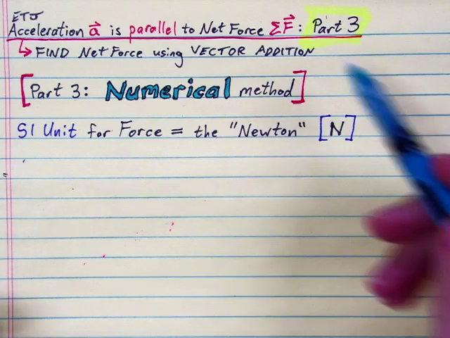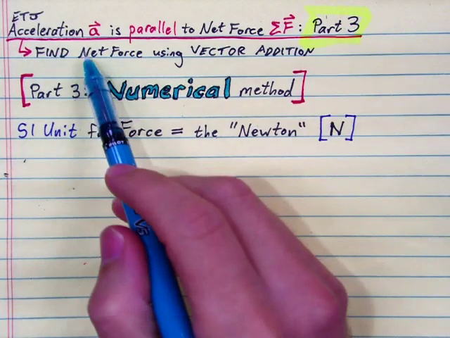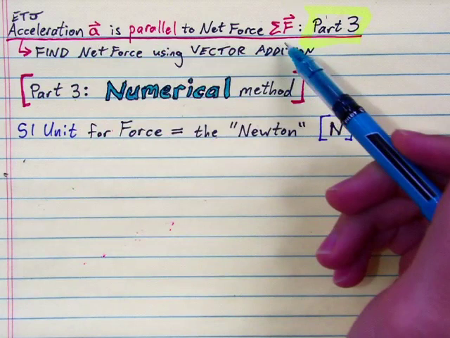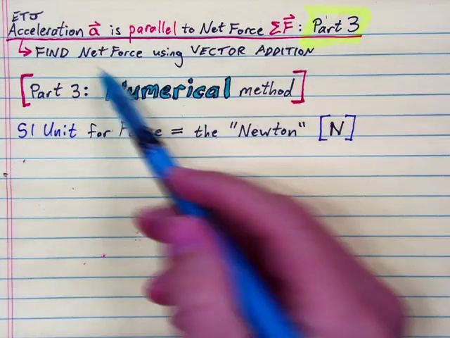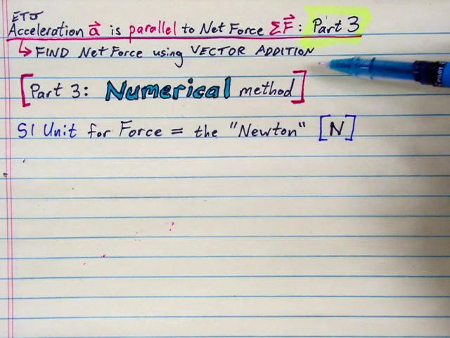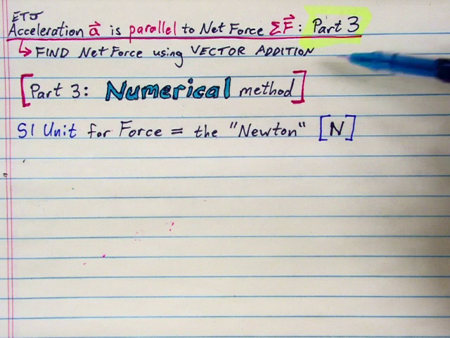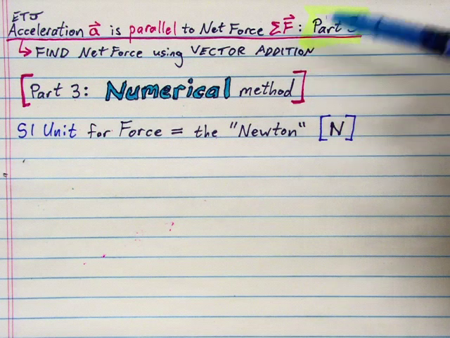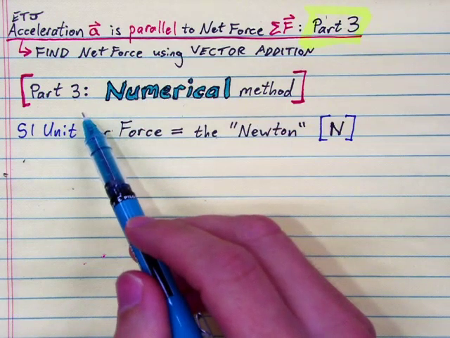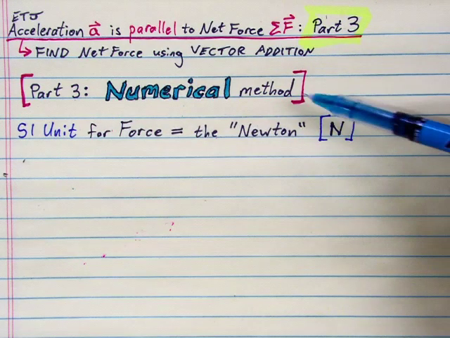This is the third and final part on the idea that the acceleration of an object is parallel to the net force acting on an object. We find that net force using vector addition. So far, we've learned the head-to-tail graphical method and the parallelogram graphical method for adding vectors. Now I'm going to show you how to do the numerical method for adding vectors.